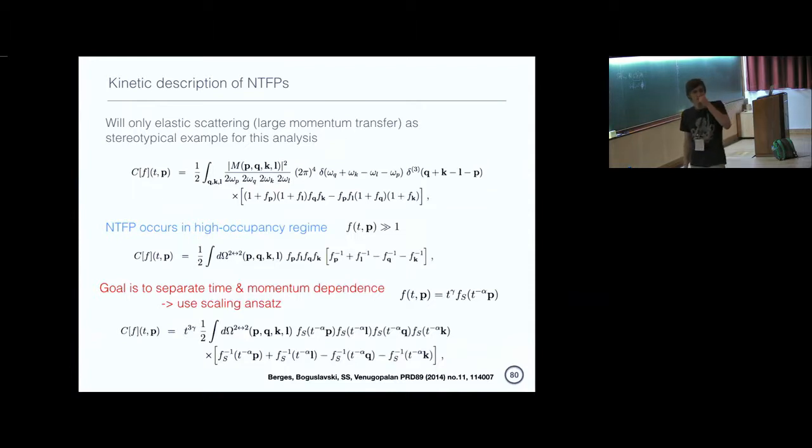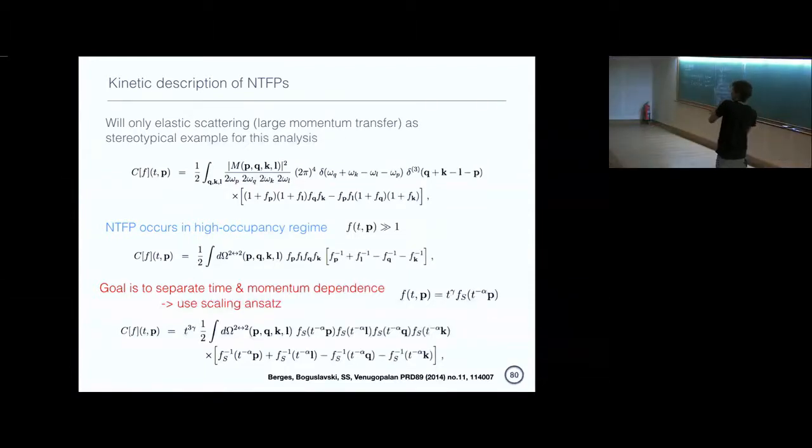By the way, this goes back to your question. If you were to directly derive the Boltzmann equation in the classical field theory, the answer you would get would be exactly this. So you can start with the quantum theory and then take the high occupancy limit, or you can start directly in the classical theory, and that's the Boltzmann equation you would get.